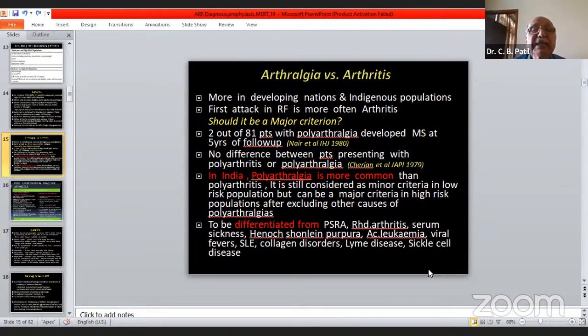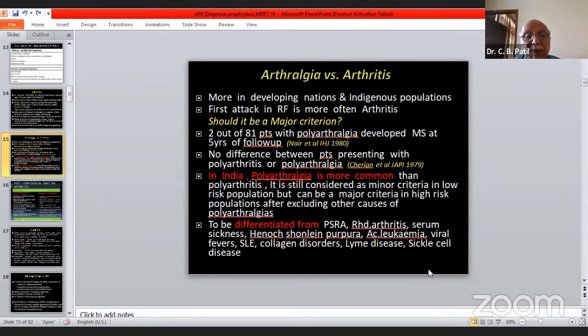Should arthralgia be a major criterion? 2 out of 81 patients with polyarthralgia developed mitral stenosis at 5 years of follow-up. Hence, it is important. There is no difference between patients presenting with polyarthritis or polyarthralgia. In India, polyarthralgia is more common than polyarthritis. It is still considered a minor criterion in the low-risk population, but can be a major criterion in the high-risk population after excluding other causes of polyarthralgias.